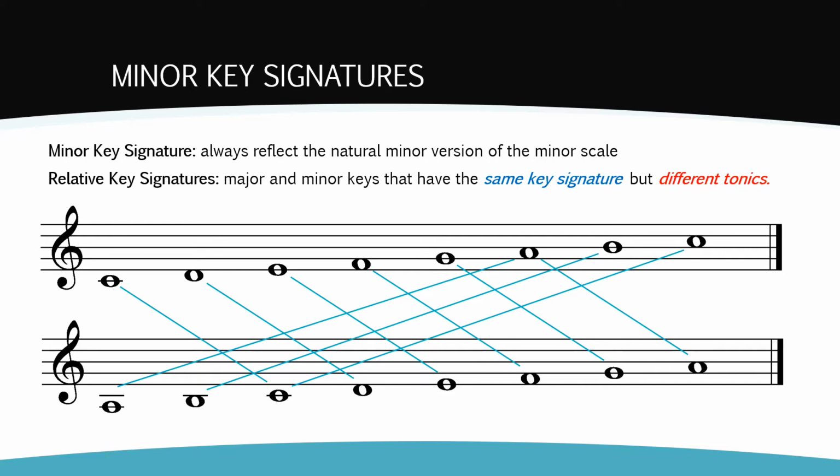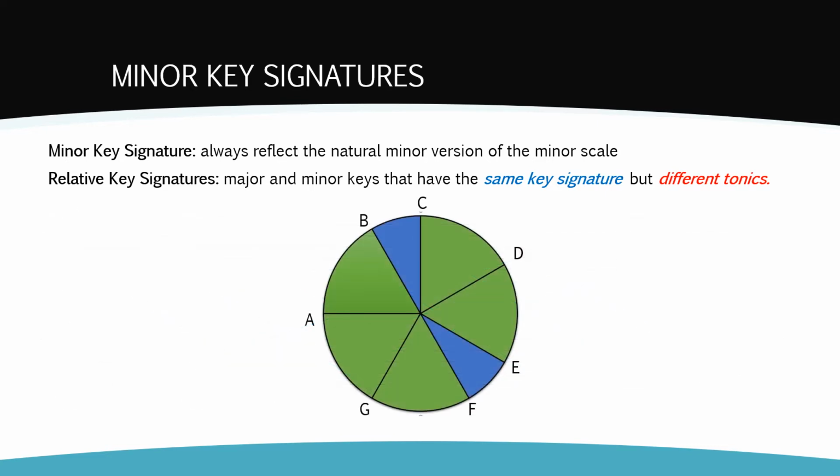It can be helpful to think of relative scales as a circle of pitches. On this diagram, whole tones are represented by green wedges, and semitones are represented by smaller blue wedges. If you start on C and play the pitches around the circle, you get a major scale. If you start on A and play the pitches around the circle, you travel through a different pattern of whole tones and semitones and get a natural minor scale.